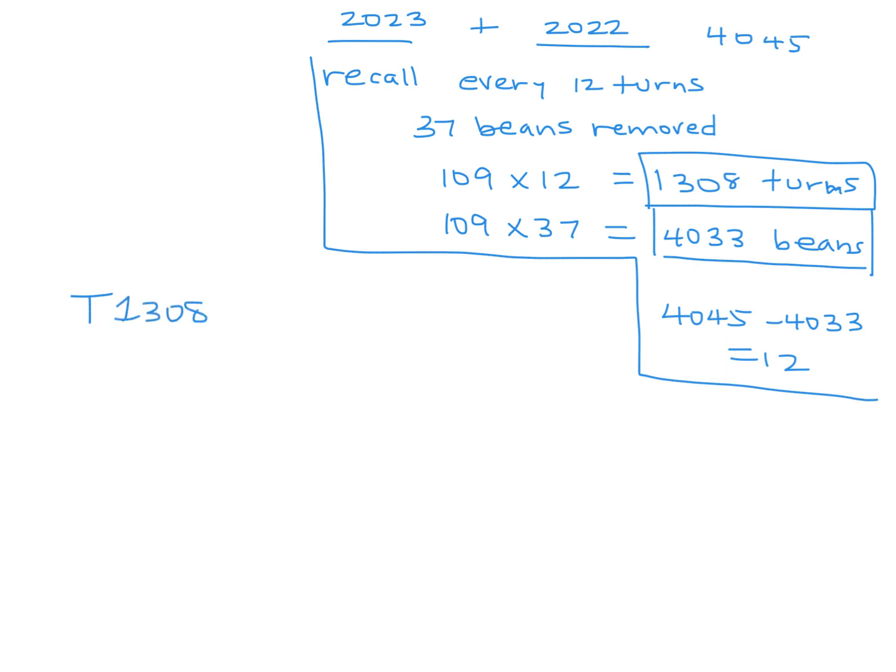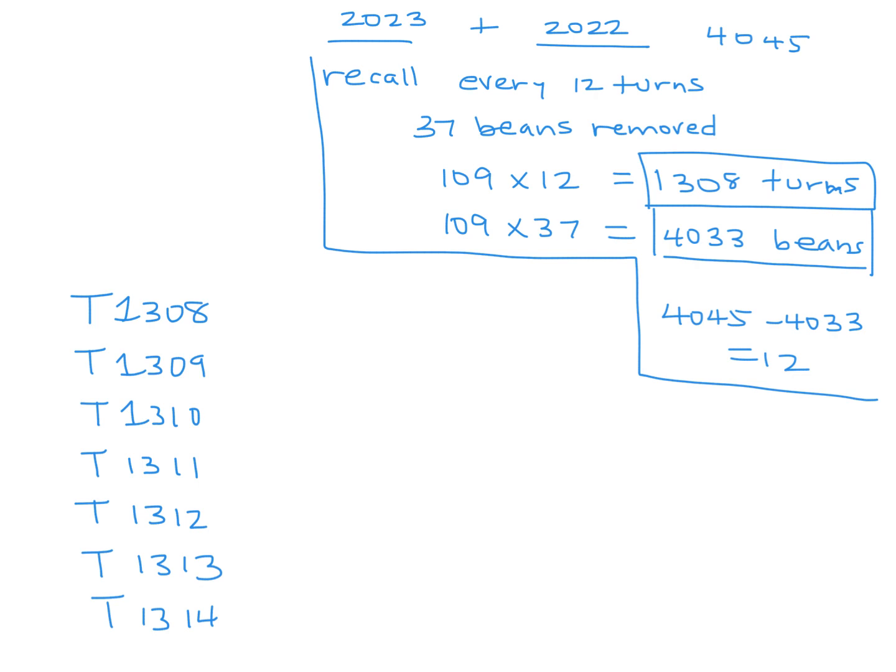So we can basically bring this question to a scenario where 1308 turns have been done. So I can now start with the 1309, 1310, and so on. I can extrapolate and move ahead very quickly instead of doing it manually, which would take forever. Okay, now let's see what we have. So after 1308 turns, I've got 12 beans left.